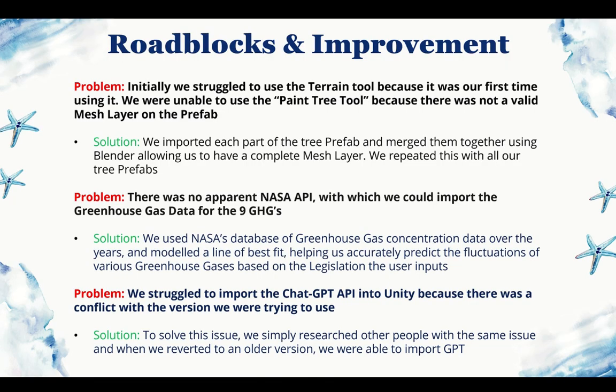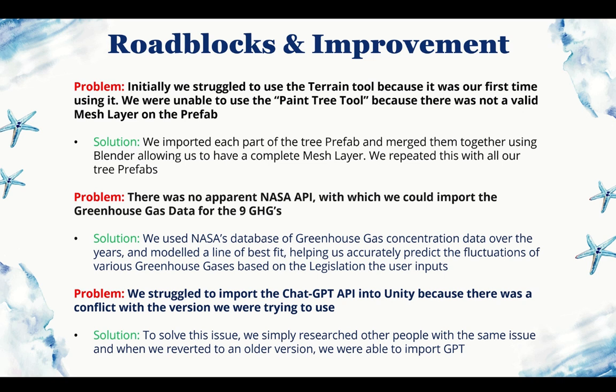So, roadblocks and improvements. I'll go through 2 of these. Initially, we struggled to use the terrain tool because it was our first time using it, and we were unable to use the paint tree tool because there's not a mesh layer on the prefab. So we had to import all the parts of the prefab into Blender, and then merge them all into a single object, and then it had a single mesh layer.